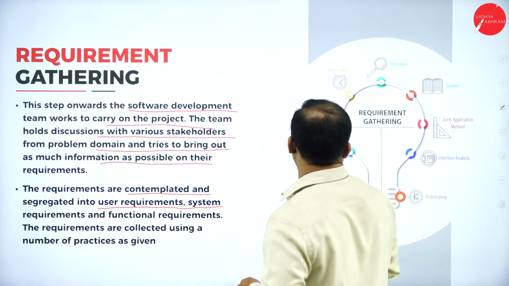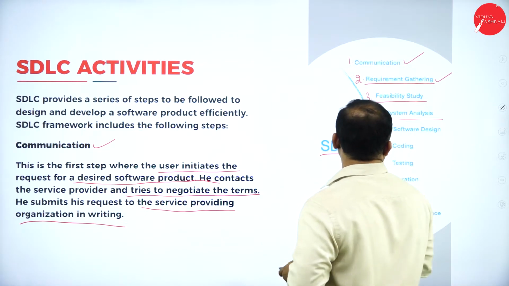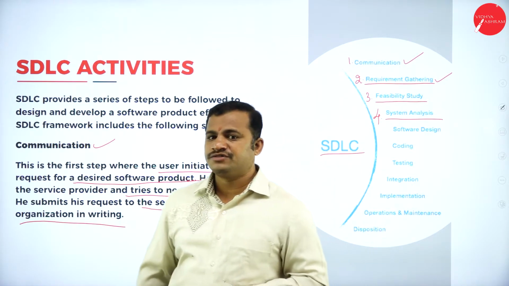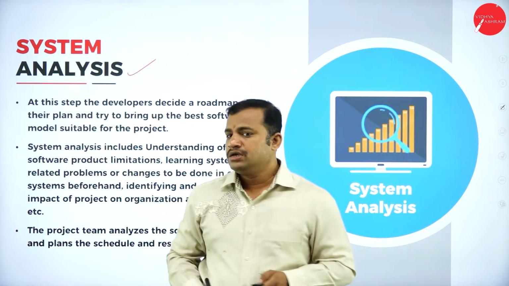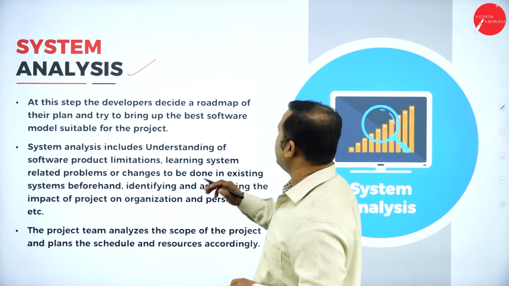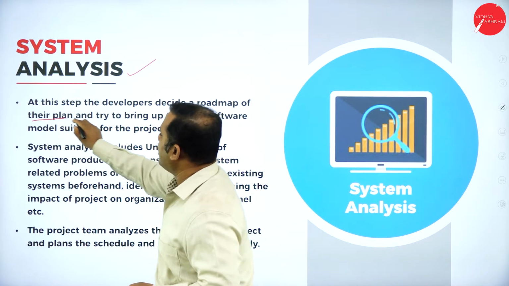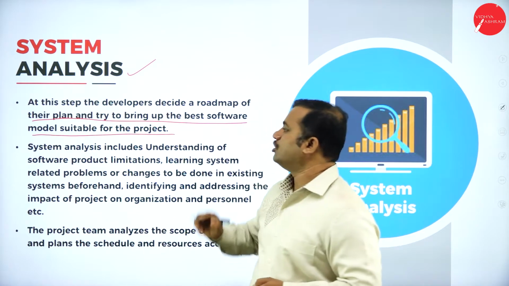This is the fourth part of the software development life cycle, that is system analysis. What is the meaning of system analysis? Let me tell you that. System analysis describes the roadmap that is required for their plan and tries to bring up the best software model suitable for the project.